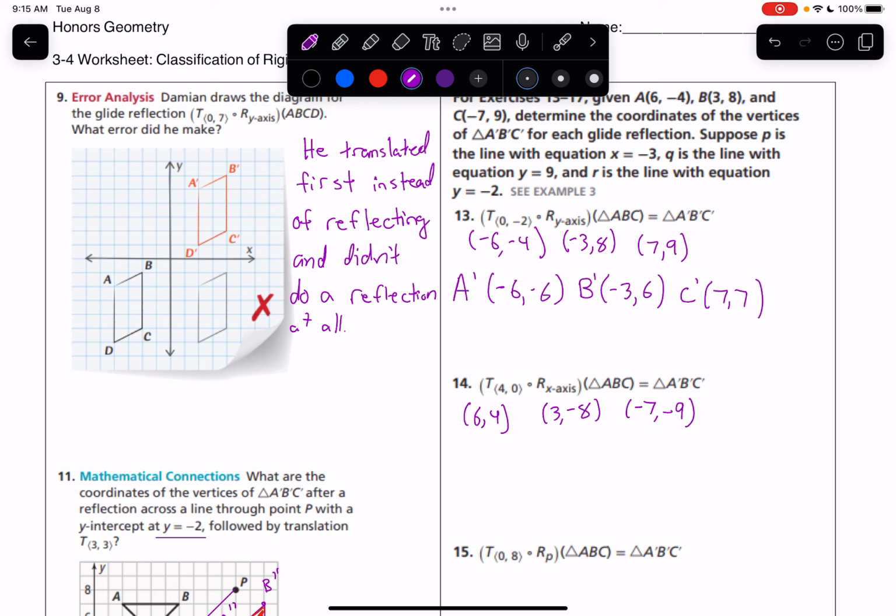And then I want to do my translation 4 units to the right. So A prime is going to be 6 plus 4 is 10, comma 4. B prime, we're adding 4 to the x-coordinate, will be 7, comma -8. C prime will be -3, comma -9. And that'll be your answer.